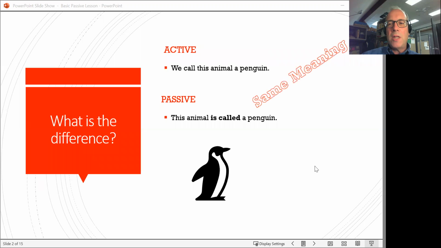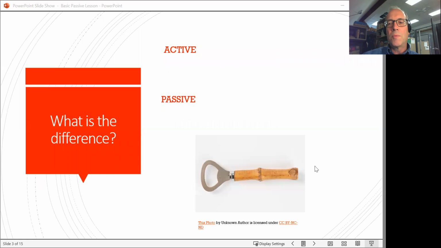Do these have the same meaning? Yes, they do. So the active and passive can have the same meaning, even though they look a little different. Let's look at another example. Here's an active sentence. People use this to open bottles. So we have an active sentence when people is the subject, the verb is use, and then this is the object. What about a passive sentence with this?